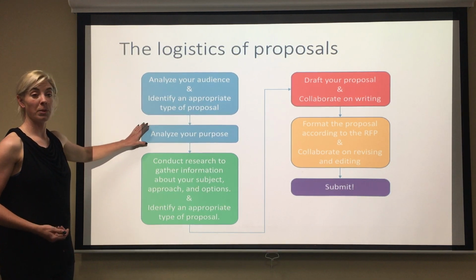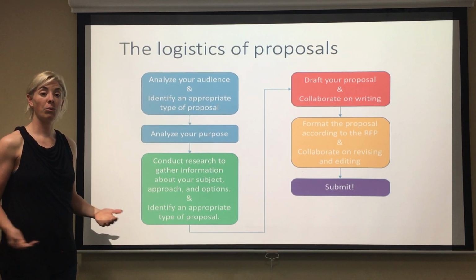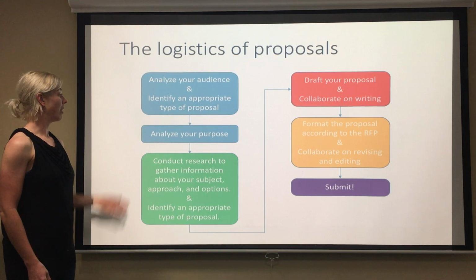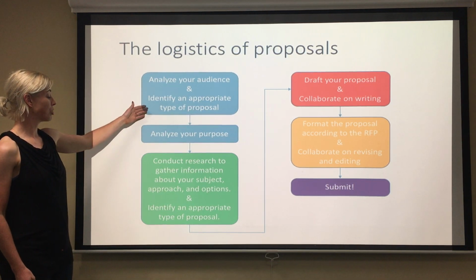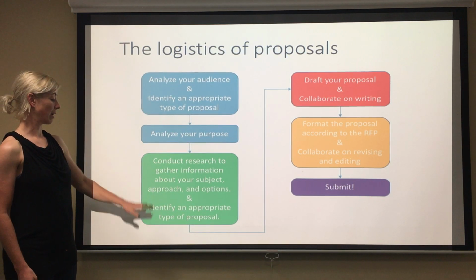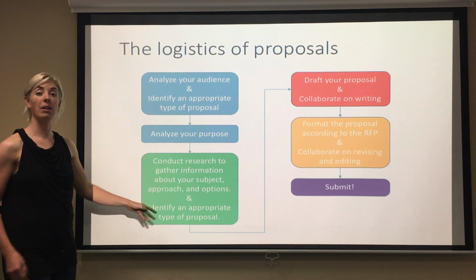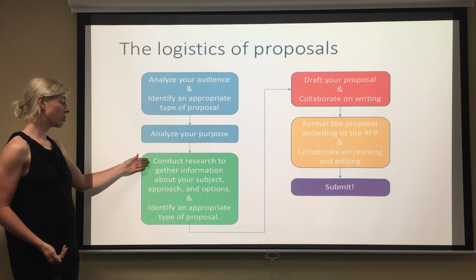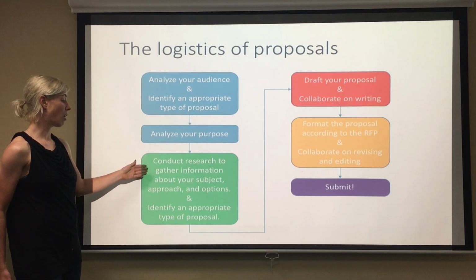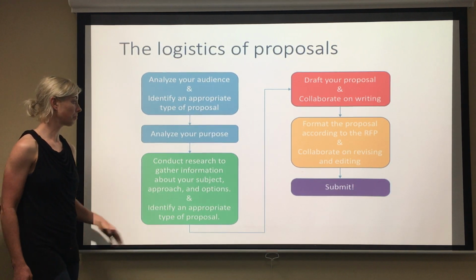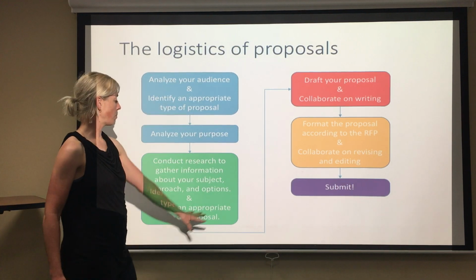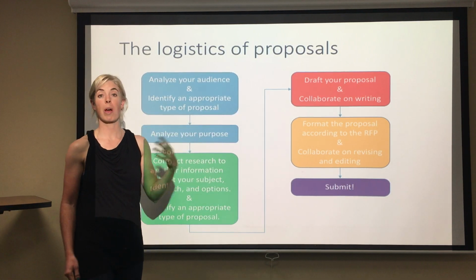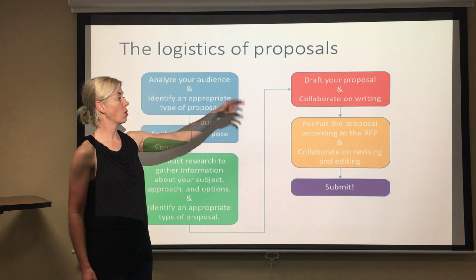Then we analyze our purpose. Why are we writing? What do we hope to get out of this? And let that help guide which type of proposal we're making. So that decision may come at a number of different time points. Then we need to conduct research, gather information about our subject, our approach, and other options. Once we've decided which type of proposal we're gonna write, which organizations we're gonna submit to, we draft.